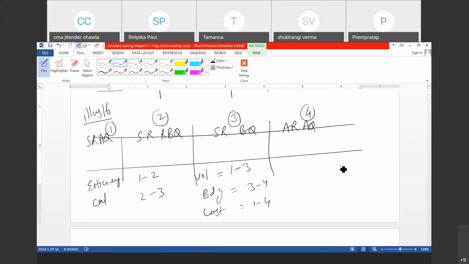So illustration 12, 13, 14 up to 17 or 18 we are going to start based on this. Yes, Harshita, you are right. SRSQ was missing there when you start illustration 16. Shall we start illustration 12?